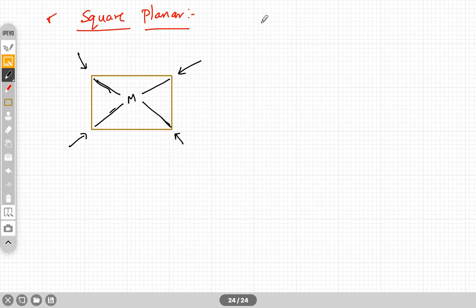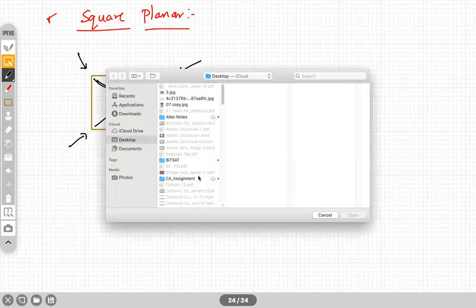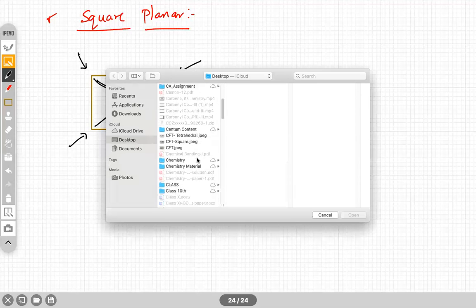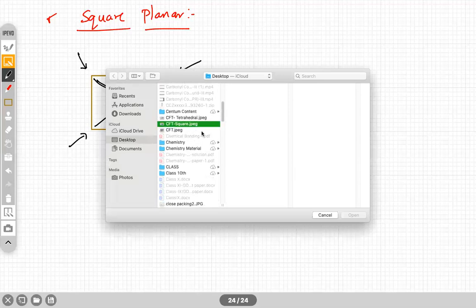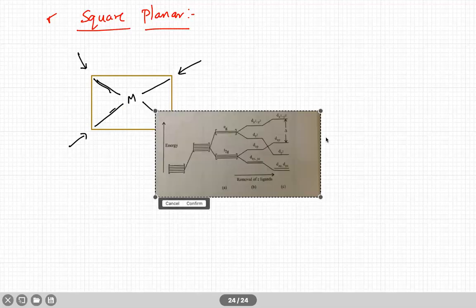So the T2g orbital also splits into two parts. Sorry, the eg orbital also splits into two parts, and T2g also splits into two parts because of the different repulsion in different orbitals. So let me show you the splitting here, then you will understand how it happens. So for square planar, the splitting is like this.